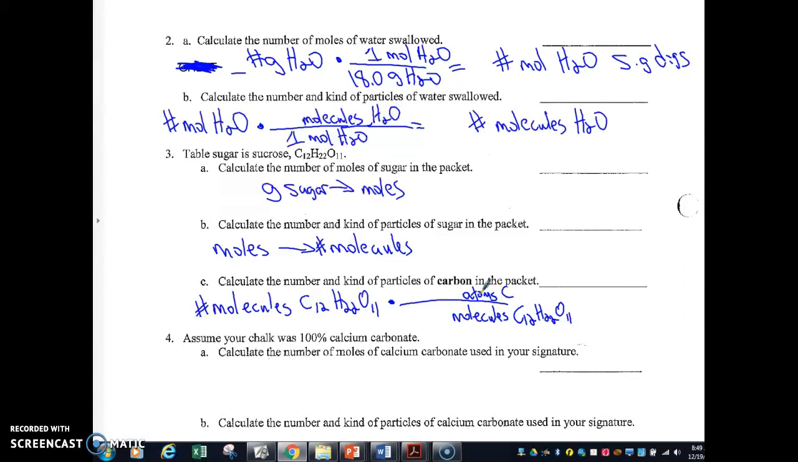For step 4, you're doing the same general idea, except we're working with calcium carbonate. So you have to come up with the formula for calcium carbonate, because that is an ionic compound, and you should be able to name that at this point. And you can go through the same general steps to figure out how much oxygen, or how many atoms of oxygen, were in your signature.